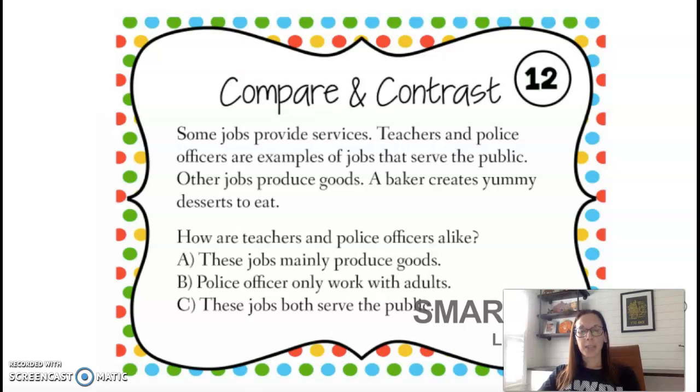A, these jobs mainly produce goods. Well, a teacher, which is me, I don't produce anything. So that would not work. So I'm going to mentally and visually cross off A. B, police officers only work with adults. Well, Officer Burke works with you guys. So that's incorrect. So mentally and visually crossing off B. And C, these jobs both serve the public. That is exactly what teachers do. That's exactly what police officers do. And that's why they are alike. And that's what I read up above. So I would want to circle and choose the answer C.